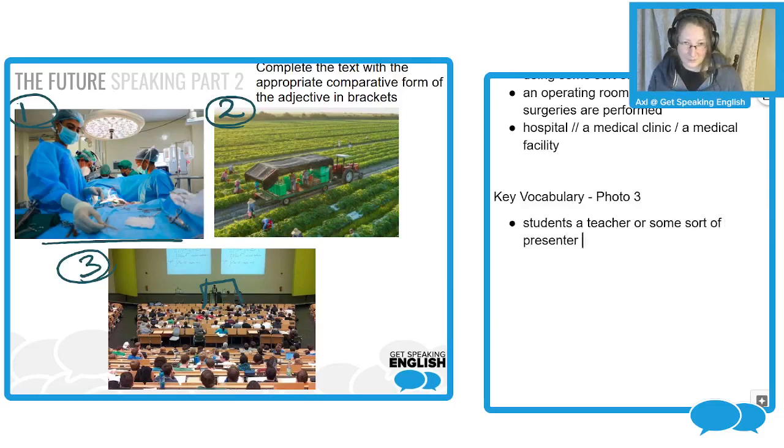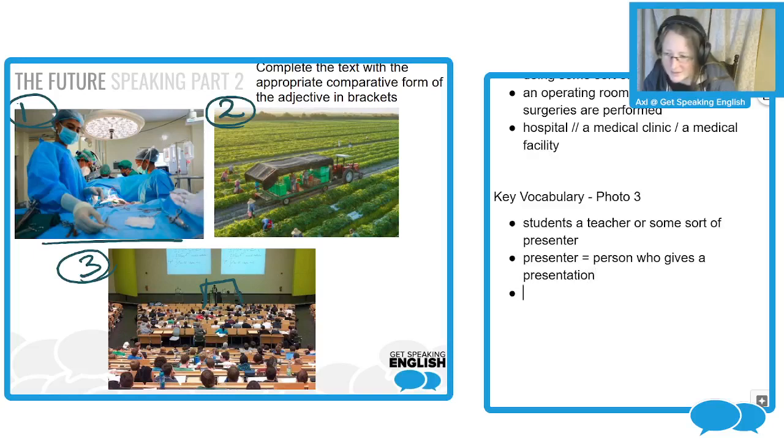So a presenter is a person who gives a presentation. So that's great. Also, they're in some sort of room. So it looks like maybe they're in a university or something, right? And we might call this sort of room a lecture hall. So either a lecture hall or, yeah, definitely a lecture hall.